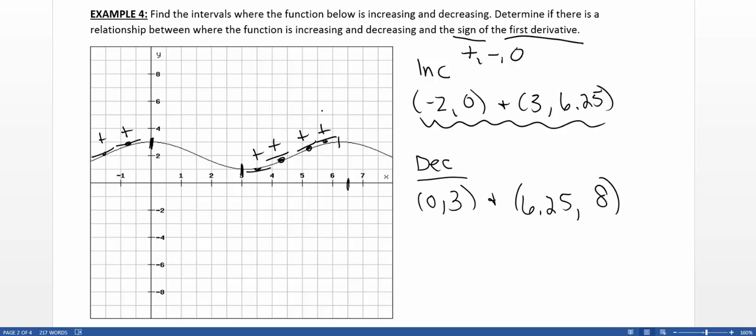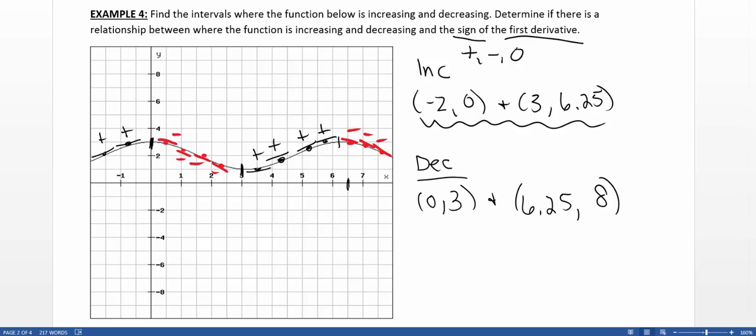We can do something similar for our function here wherever we're decreasing. So if we draw in a bunch of tangent lines wherever we're decreasing, which is over here and over here, what we're going to notice is that all of those tangent lines are negatively sloped. Negative, negative, negative, negative, negative. So that means that the first derivative is going to be negative whenever our function is decreasing.